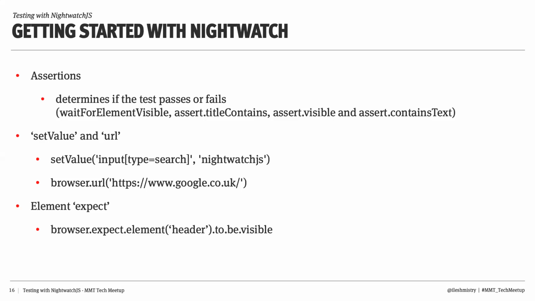Other things you can do as well: you need to direct your tests to a particular browser URL, so you can use that as well. The URL property is quite big. And then sometimes you might want to expect something to be there as a visibility element as well.